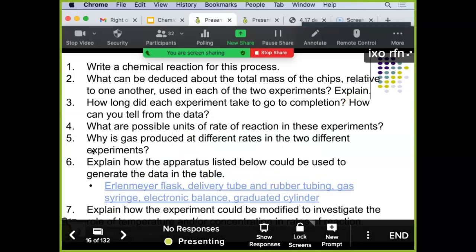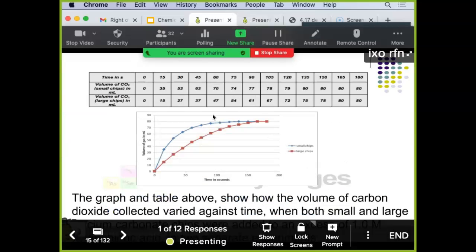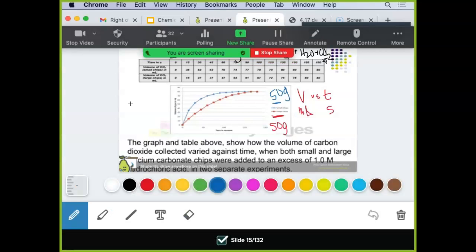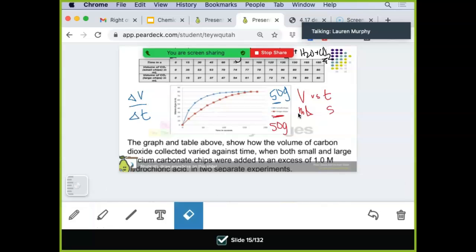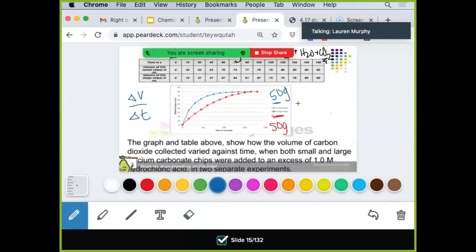What are the possible units of rate of reaction? So for this class, this is going to be change in volume over change in time. That's how a rate is for this one. The other thing that we will use, which we're using volume because this is a gas, but if we're doing solutions, it will be change in concentration, molarity, over change in time. And that's rate.